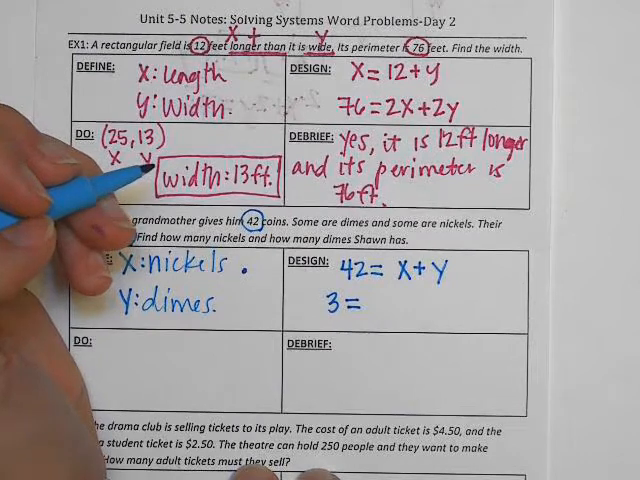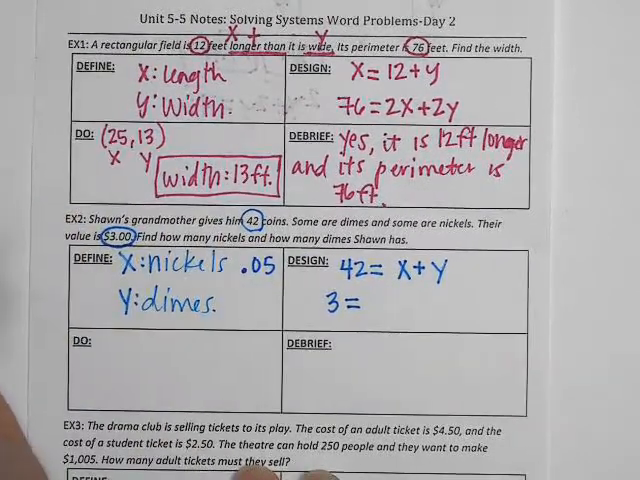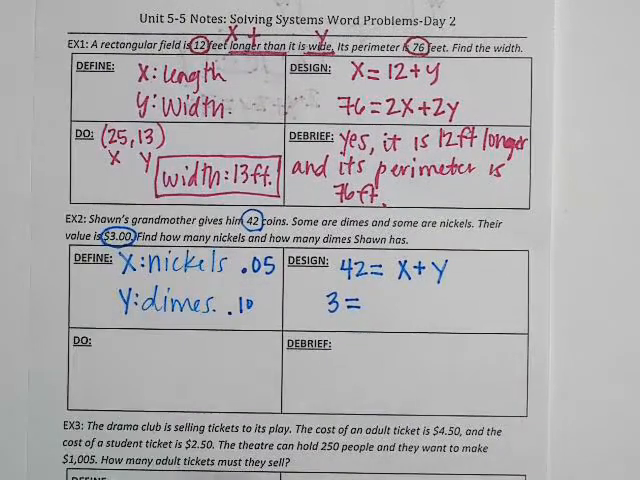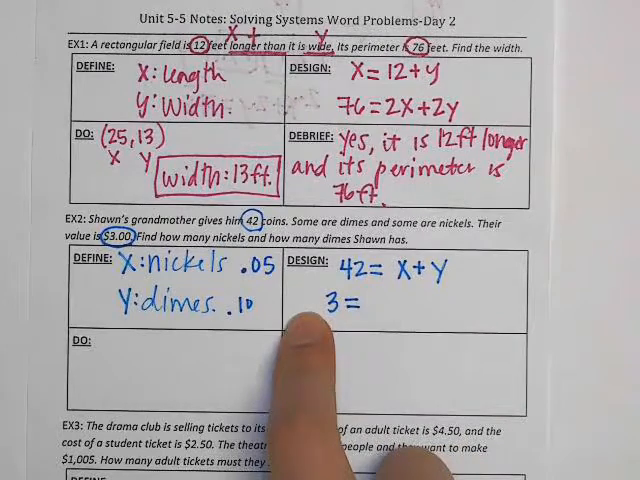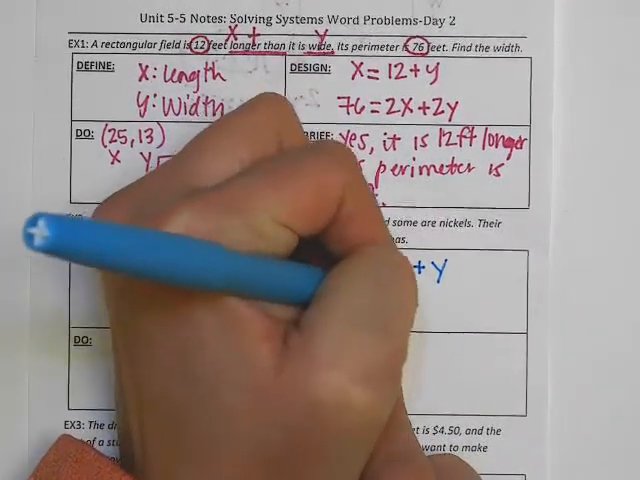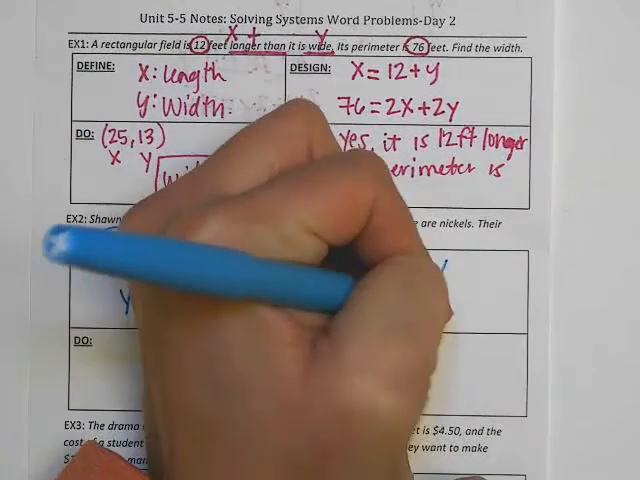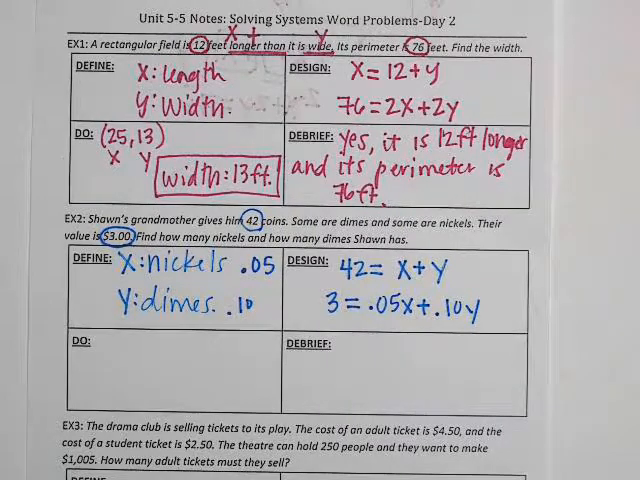0.05 is a nickel. What's a dime? 0.10. So what's got to go with my x and y? 0.05 and 0.10. So 0.05x plus 0.10y. Okay. Any questions about how I got that? No. Okay, here we go.